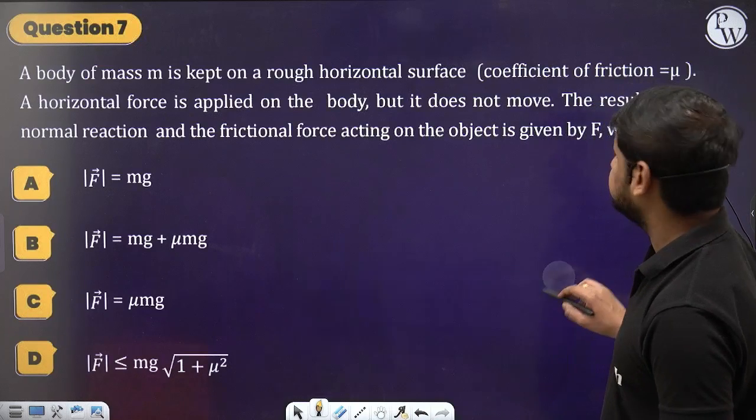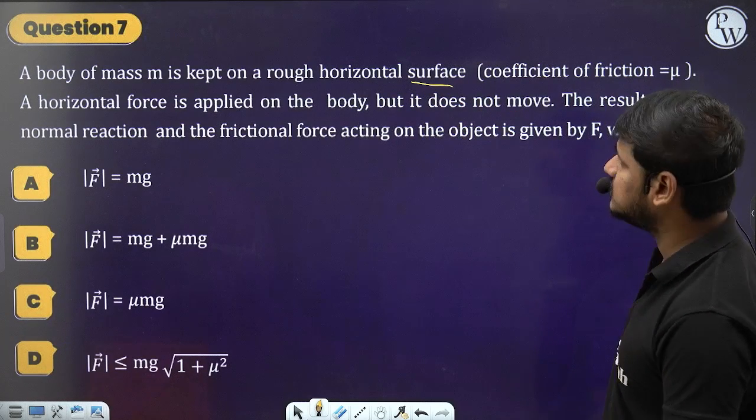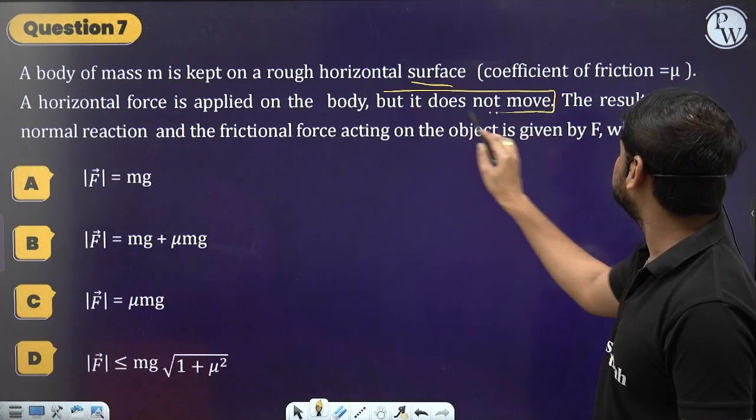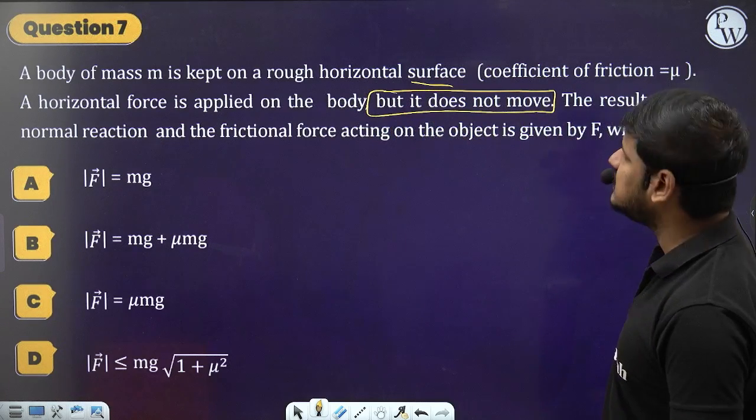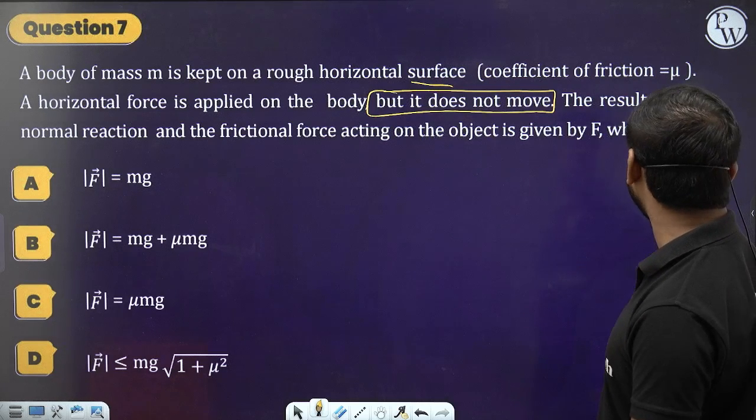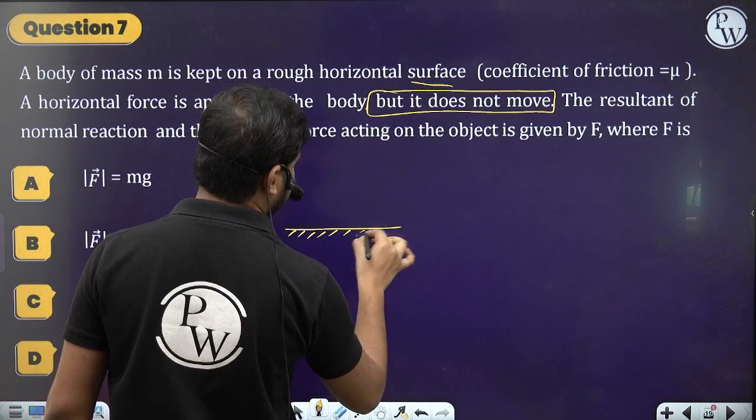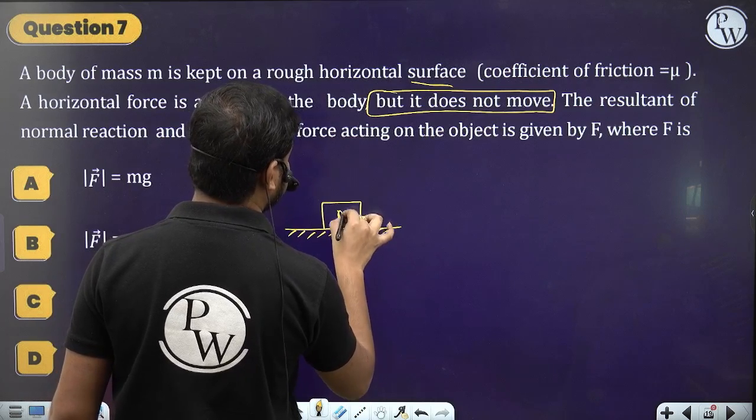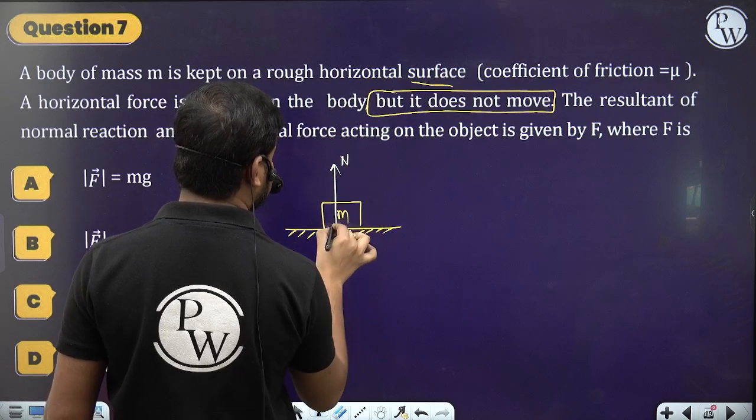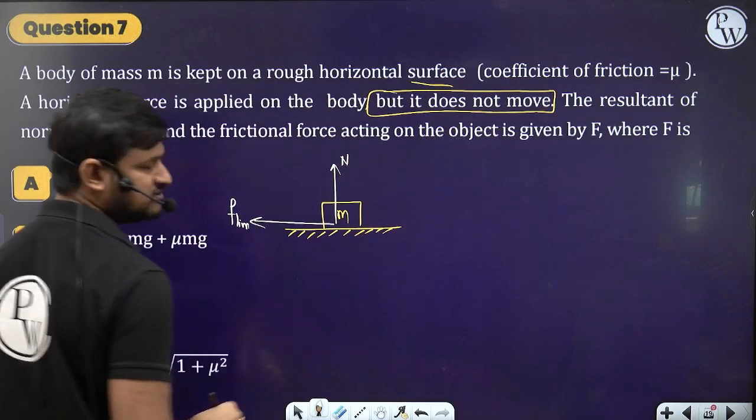A body of mass m is kept on a rough horizontal surface, coefficient of friction mu. A horizontal force F is applied on the body, but it does not move. So the resultant of the normal reaction and the frictional force acting on the object is given by force F, where F is given as, see here. Here this is a rough surface, a block of mass m is placed. We know the normal reaction acts this side, and the maximum friction that acts on the body is F limiting, the maximum friction, right?